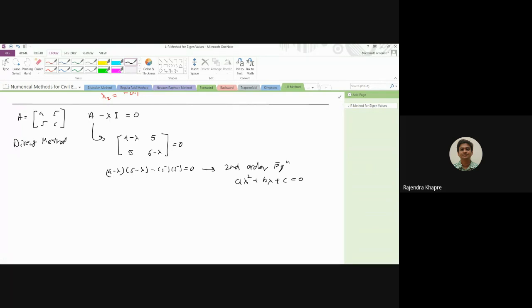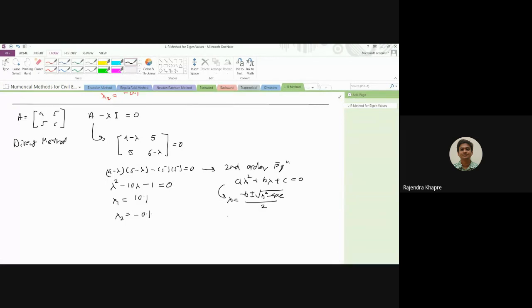Just expand this: (4 minus lambda) into (6 minus lambda) minus 5 into 5 equals 0. Give me the values, please. This is lambda square, minus 10 lambda, minus 1 equals 0. You already know the solution of this, that is b square minus 4ac. Use that. The solution is lambda equals minus b plus or minus under root of b square minus 4ac, divided by 2, and this should give you the values of lambda 1 and lambda 2 as 10.1 and minus 0.1. Please check whether you are getting it or not.